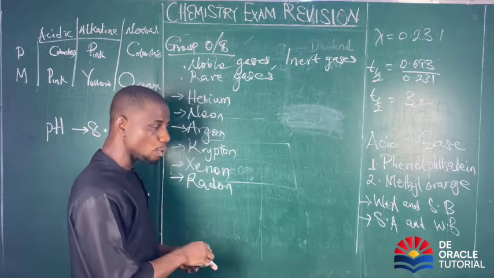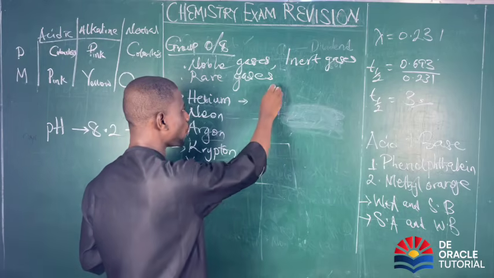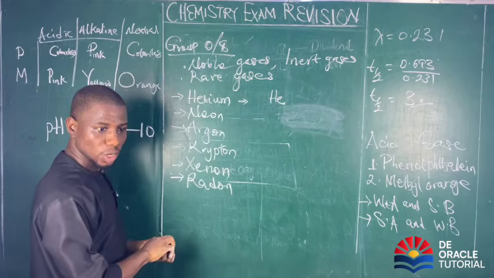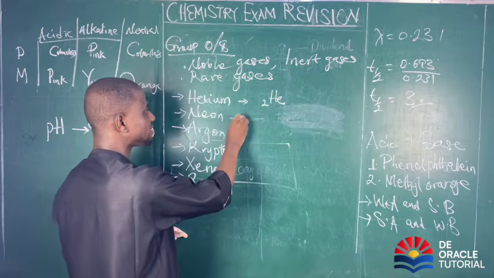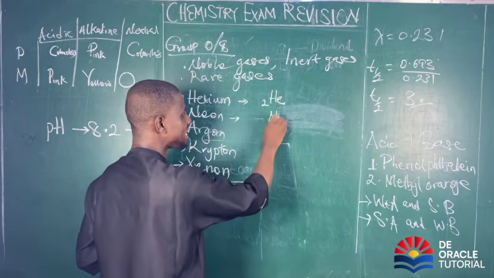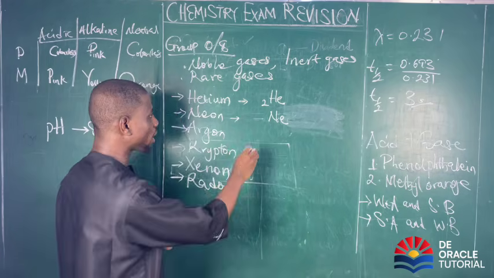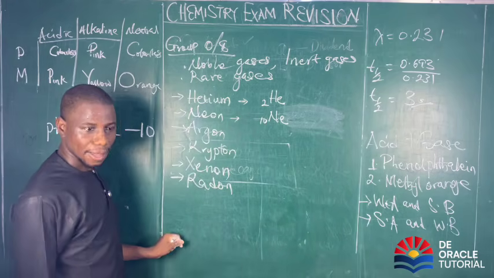Now let's put their symbols with the atomic number. Helium, the symbol is what? He. Atomic number is what? 2. Next is neon. The symbol is what? Ne. Is that clear? What's the atomic number? 10. Is that clear? Which is the next one?